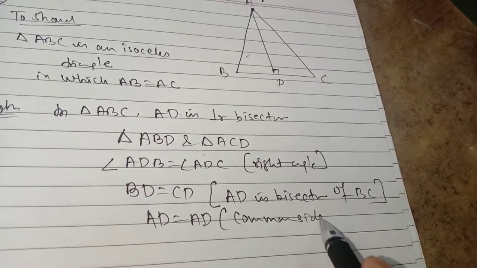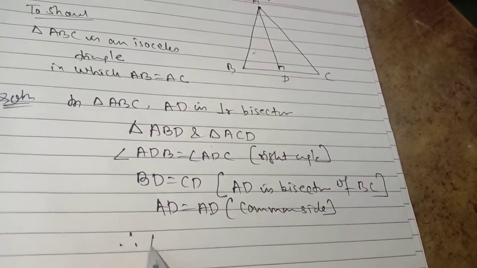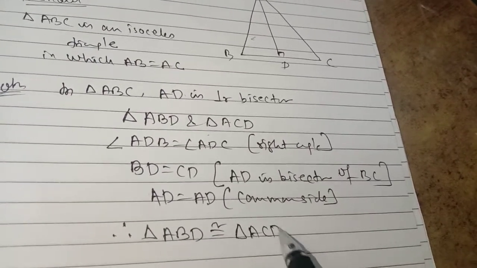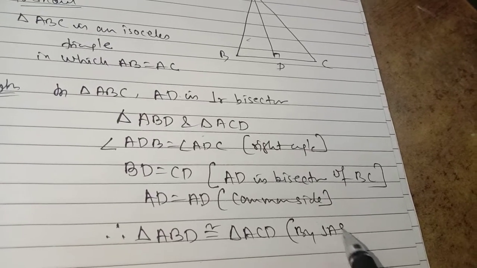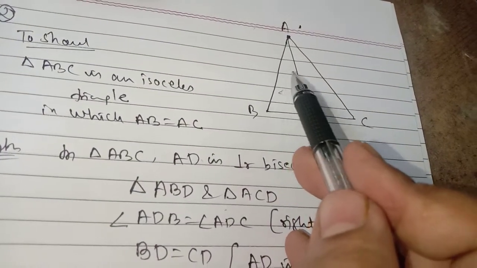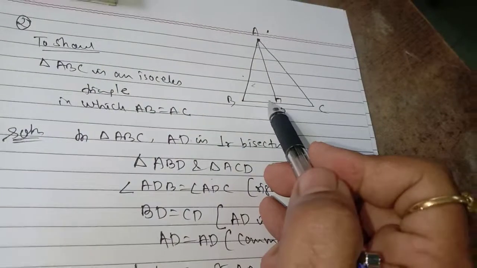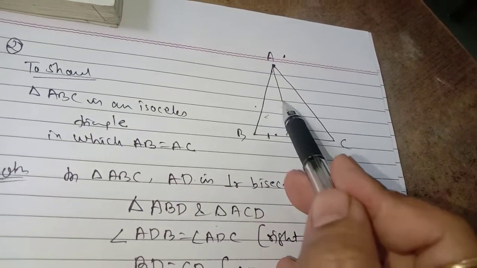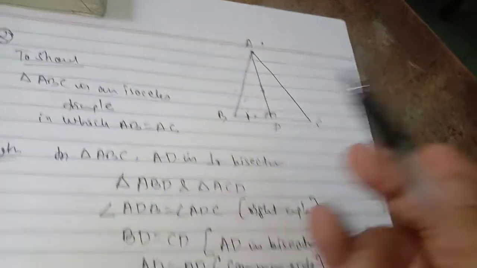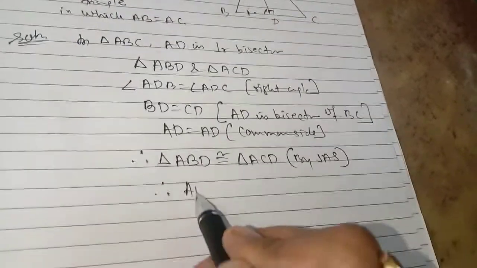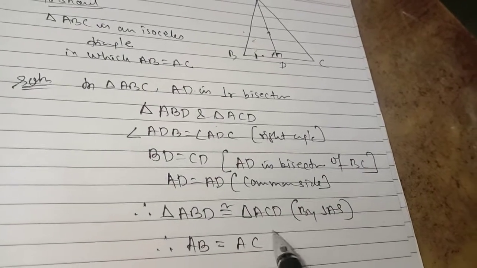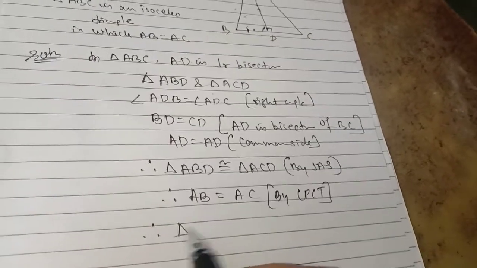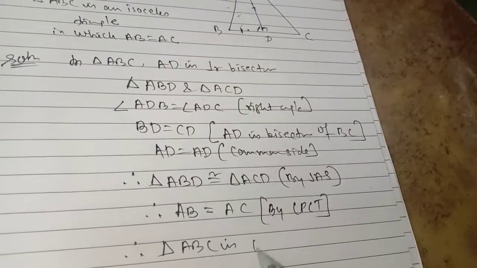Enough reason to prove congruent. Therefore triangle ABD is congruent to triangle ACD by which criteria? Side, angle, side. And therefore we can write AB is equal to AC simply by CPCT. And therefore triangle ABC is an isosceles triangle.